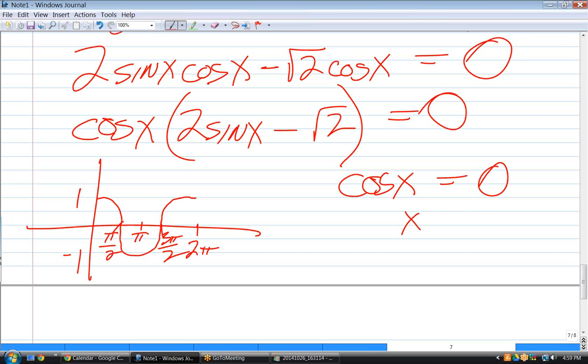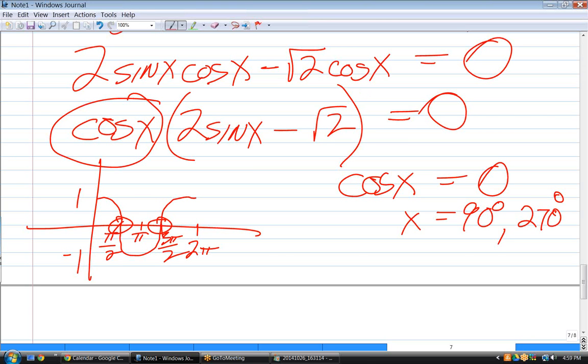Where is the cosine equal to 0? This point, this point. What are those 2 points on the x-axis? Pi over 2 and 3 pi over 2, which is 90 degrees and 270. Yeah. So that solves this part.